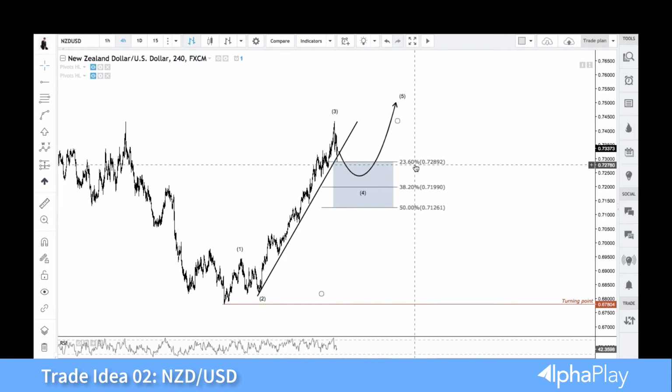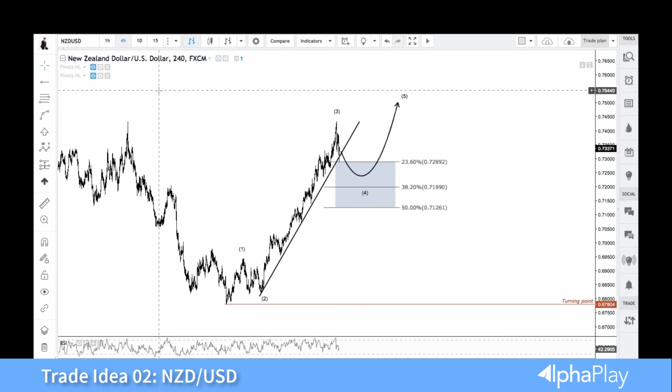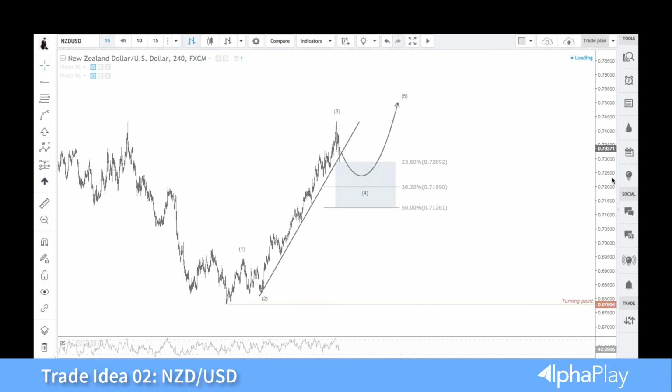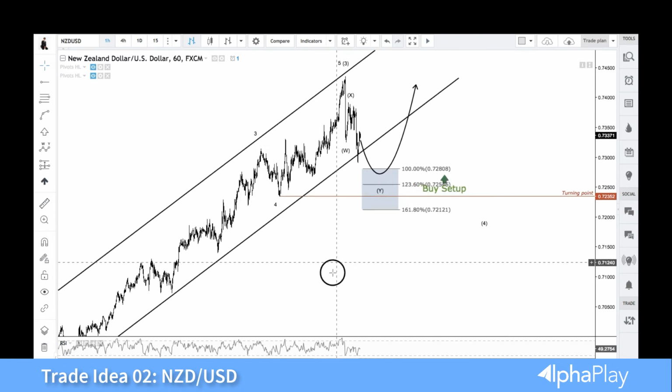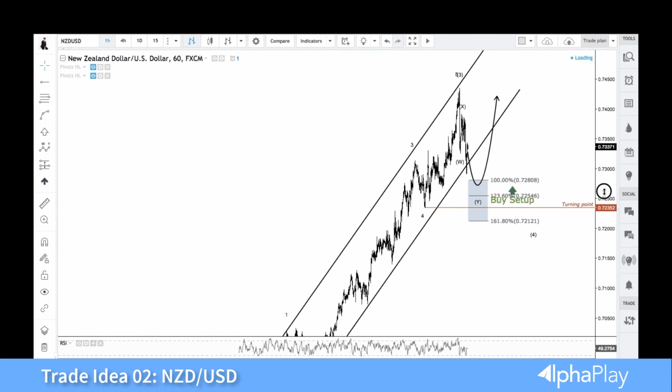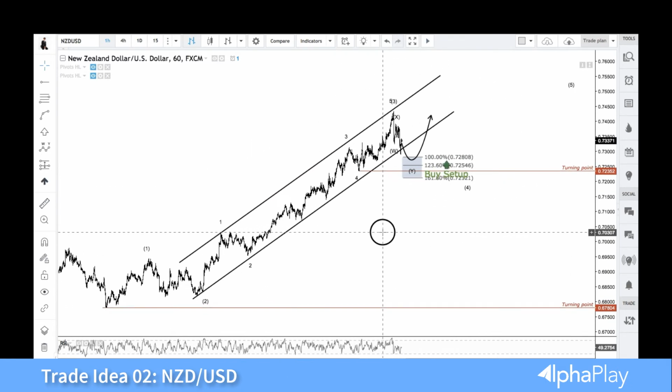Right, so the key area that I've identified for the wave 4 correction will be somewhere between 0.7199 all the way to 0.7289. This will be the area that we'll potentially be looking at where wave 4 will complete. Going down to the lower time frame on the 1 hour, that's where I'll be looking for a potential setup. Right. Let me show you the bigger scheme of things.